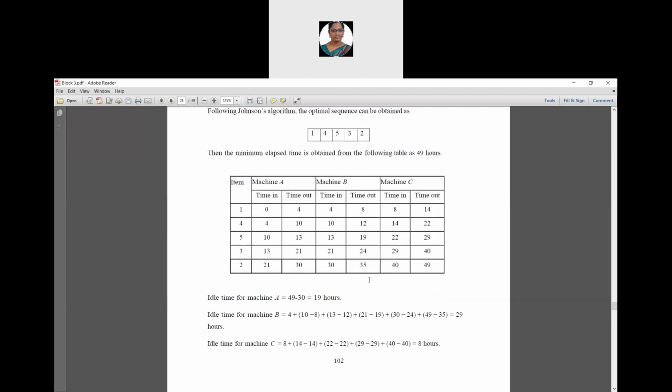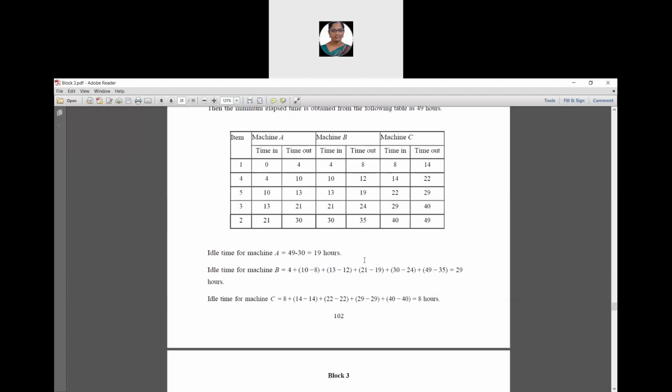Then total elapsed time. Total elapsed time is the last machine's last out value. The last machine is machine C and its last out value is 49. So the minimum total elapsed time is 49. The idle time for machine A is the minimum total elapsed time 49 minus the final out value of machine A. It is 30. So 49 minus 30 is 19 hours.